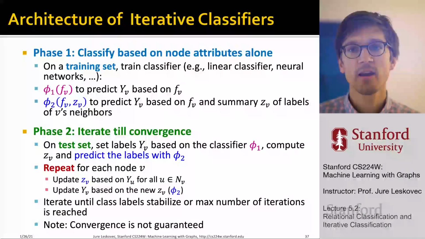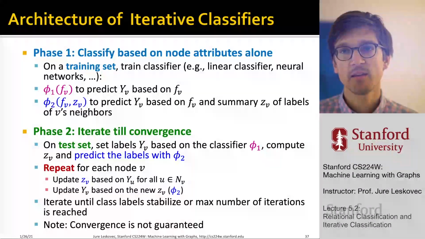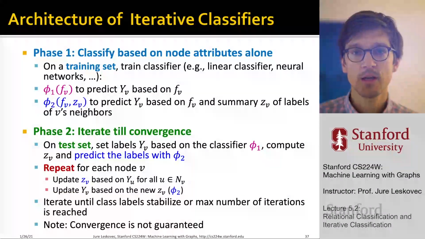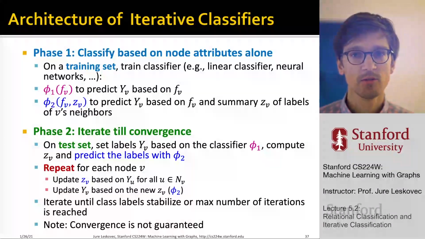Note that in the worst case, convergence is not guaranteed, so we would set some maximum number of iterations, maybe 10, 50, 100, something like that, not too many. So that's the idea.